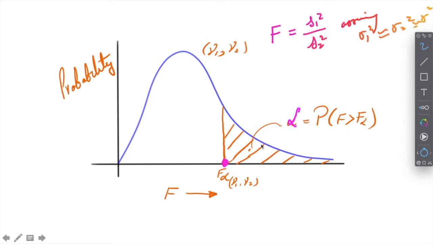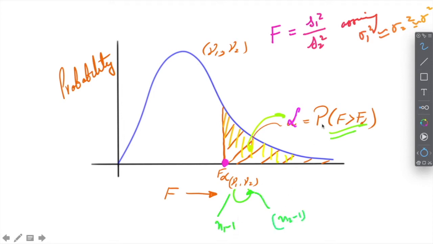So for that case, this is the f. For this f, the area under the curve is alpha, and alpha is nothing but the probability. But in this case, nu1 and nu2 are important. Which sample are you comparing with the other one? The sample which is being compared with the other one will have degrees of freedom nu1, that is n1 minus 1, and this is n2 minus 1.